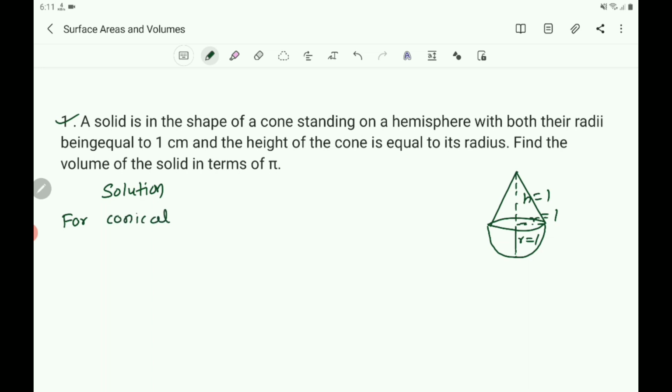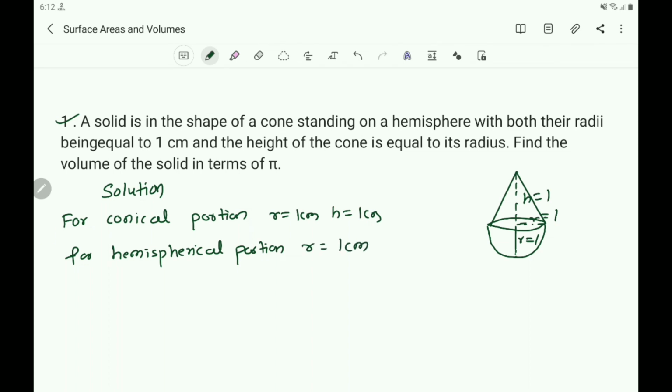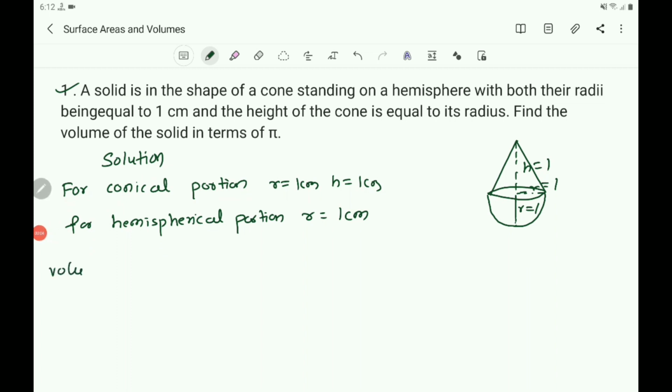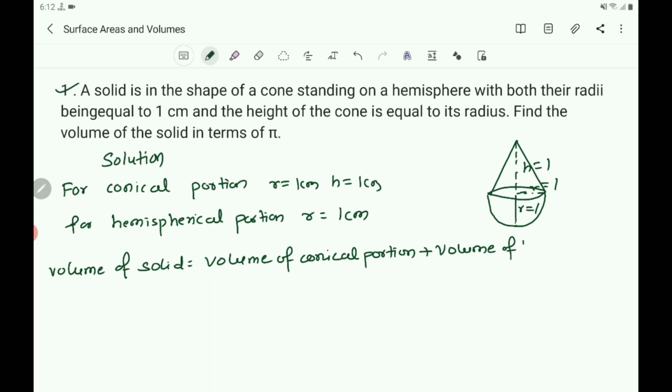So you write, for the conical portion, r equals 1 and h equals 1, that is 1 centimeter, and for the hemispherical portion, r equals, again the same radius, that is also 1 centimeter. Then volume of solid equals volume of conical part or conical portion plus volume of hemispherical portion.